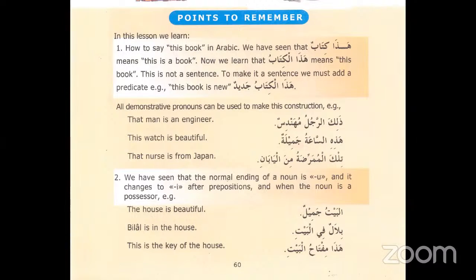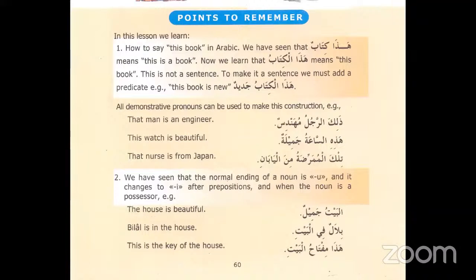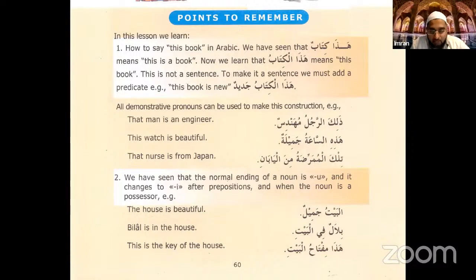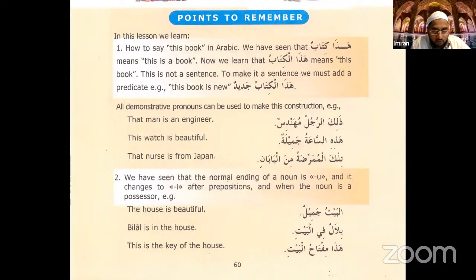So all these are complete sentences. Excellent. Clear, Sister Riza? So jumla ismiya. Bilalun fil bayt. All of these are jumla ismiya. Correct. Mubtada and khabar. Sister Elia? Mubtada and khabar. Yes. Okay. Sister Maryam. Assalamu alaikum, Sister Maryam. Wa alaikum salam, Sheikh. Is this clear so far for you?